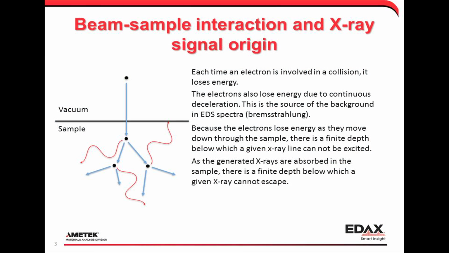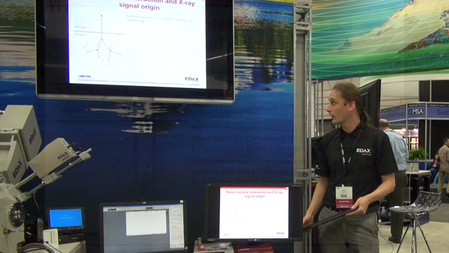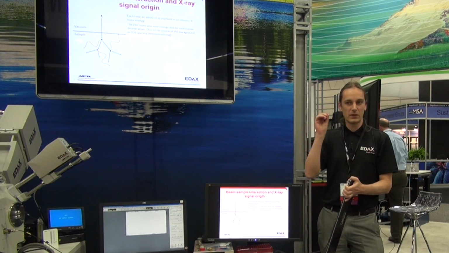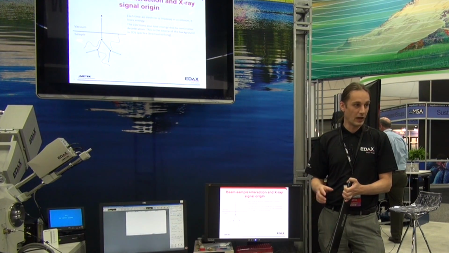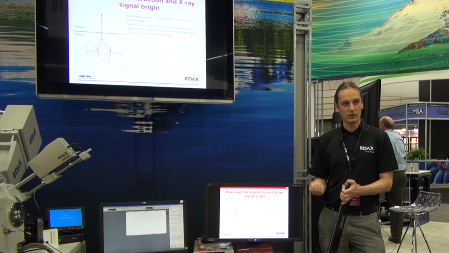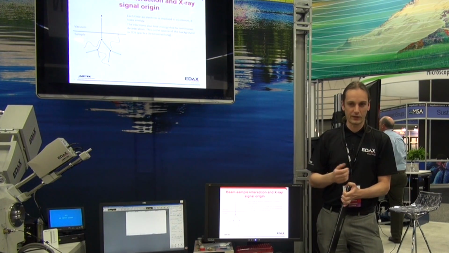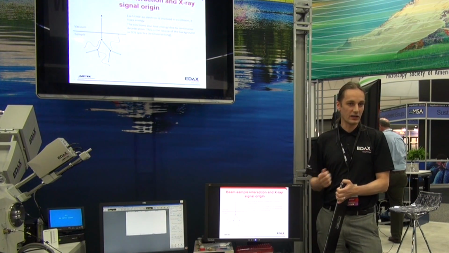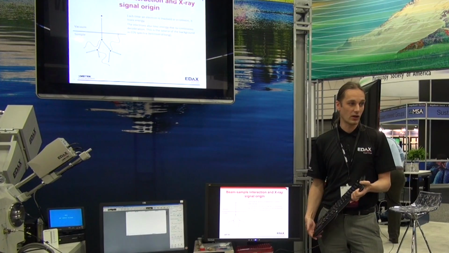So every time an electron is involved in a collision, it transfers some energy. And that means it loses energy as it moves down throughout the sample. So it can't excite high energy X-rays at all depth in the sample. They also lose their energy just simply by being slowed down in a continuum as they move down. And if you have a charged particle that's being slowed down or experiences an acceleration, it will emit energy or photons typically. And that's our background in the EDS spectrum, the Bremsstrahlung.